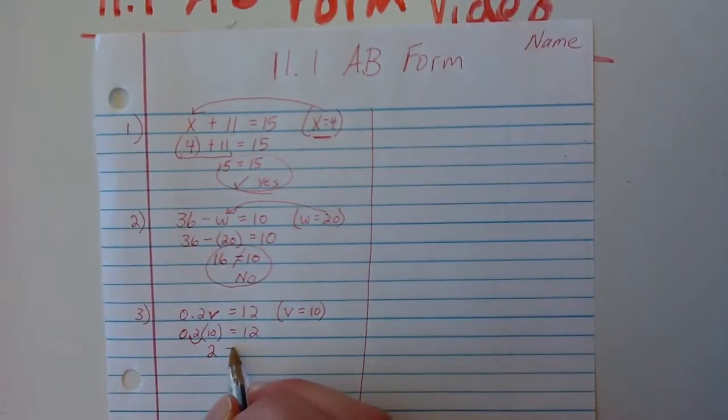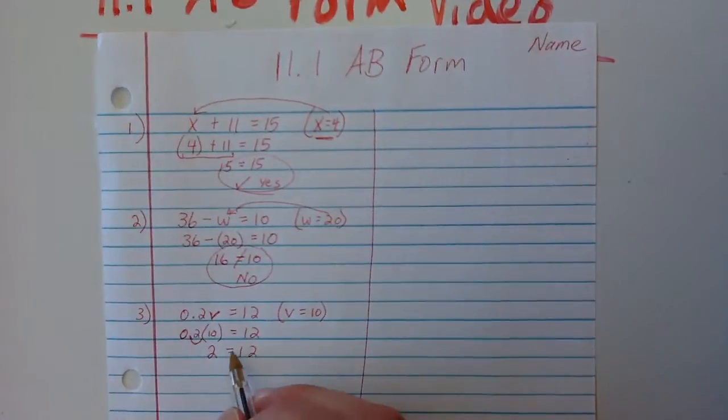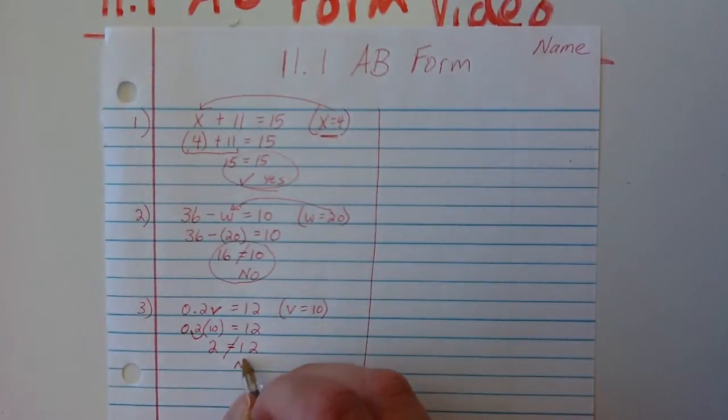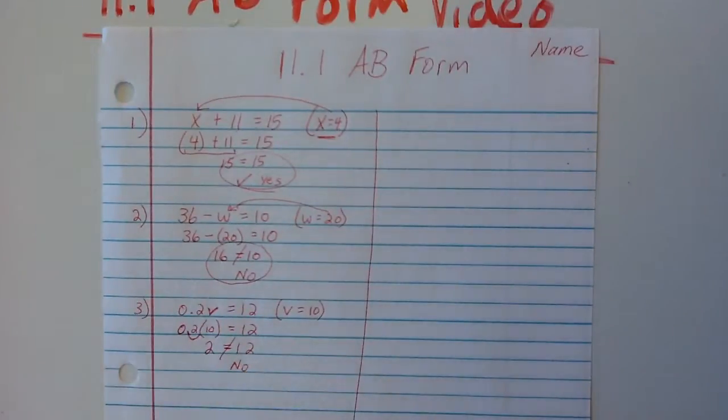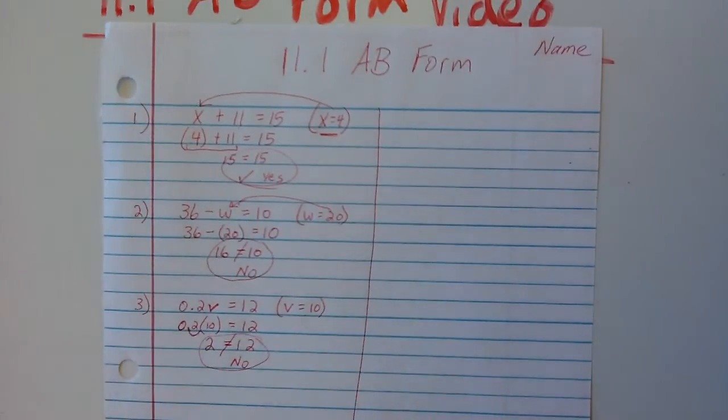Does 2 equal 12? No, it doesn't, right? And so we draw a diagonal line through the equal sign, which means 2 does not equal 12. So we would say no. 10 is not a solution to the equation. So we would circle this. 10 is not a solution to the equation, and so inside the form I would check no.